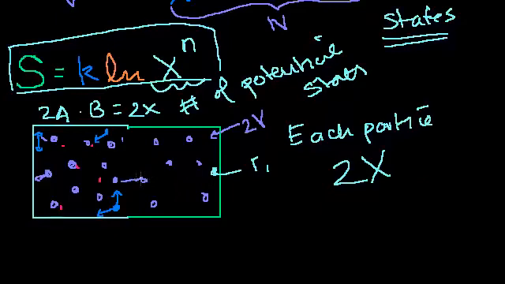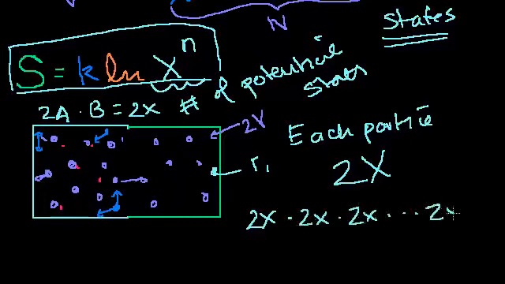So how many states are there for the system? Well, each particle can be in 2x states. So it's 2x times 2x times 2x. And I'm going to do that n times.